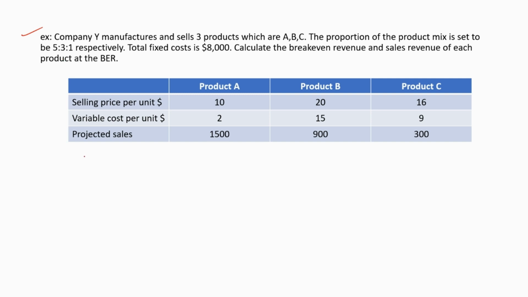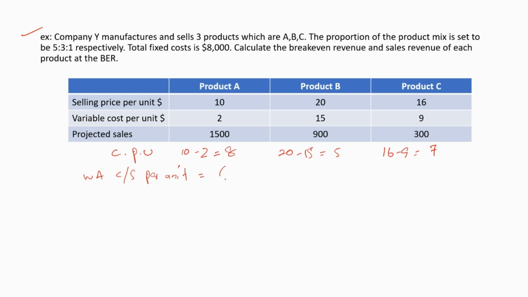So first of all, we have to calculate the weighted average CS ratio. In order to calculate that figure, we need individual contribution per unit figures. So let's calculate the contribution per unit figure for each product. For product A, contribution is 8. For product B, contribution is 5. For product C, contribution is 7. Now we can calculate the weighted average CS ratio per unit.